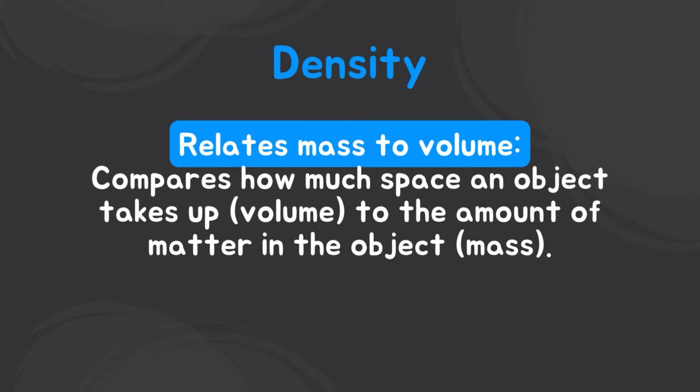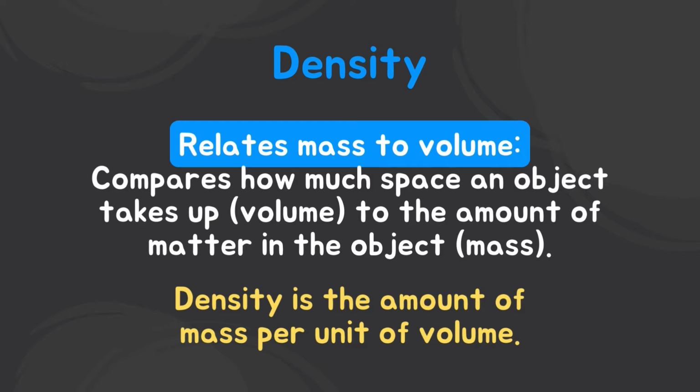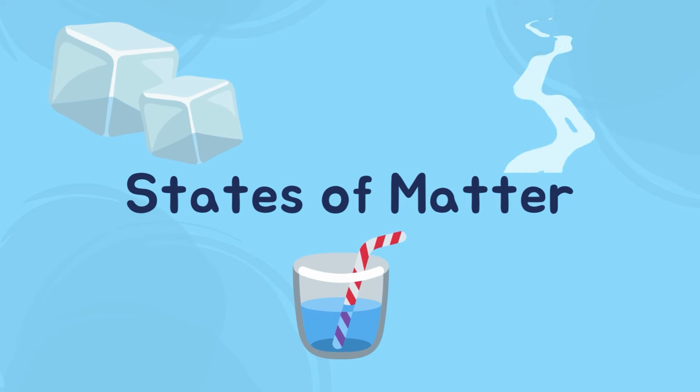Density. Density relates mass to volume. Density compares how much space an object takes up to the amount of matter in the object. In other words, density is the amount of mass per unit of volume. States of matter is also very important. Think of solid, liquid, and gas states, and how they change into each other.